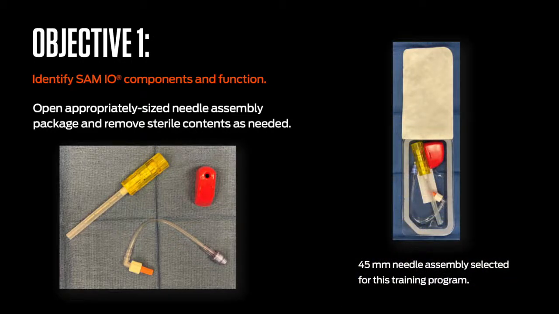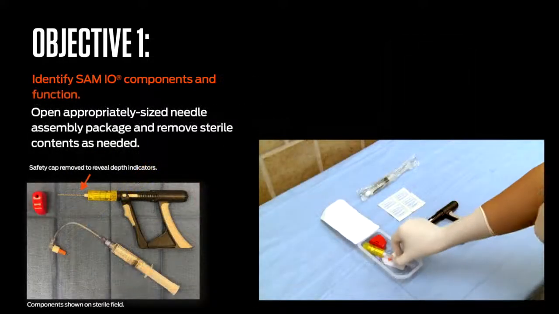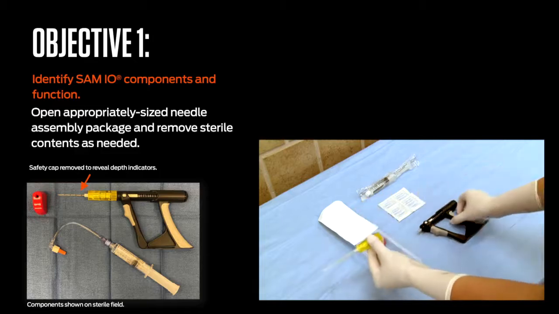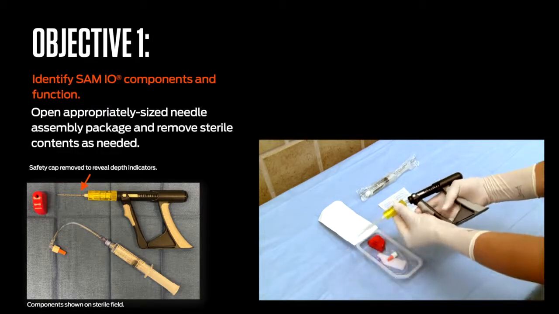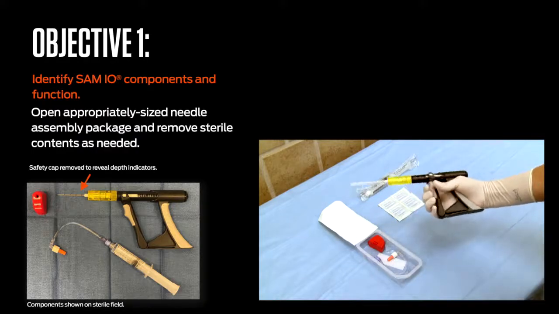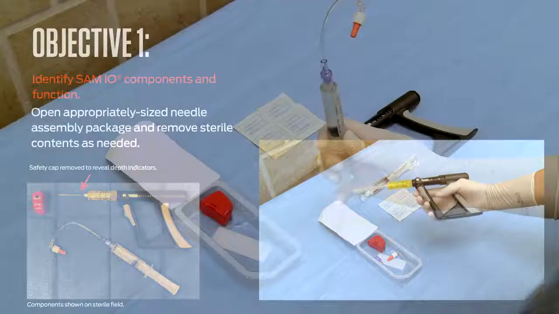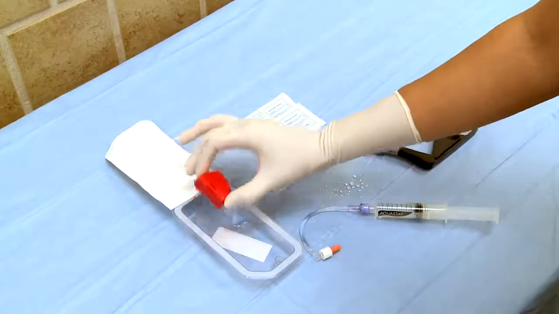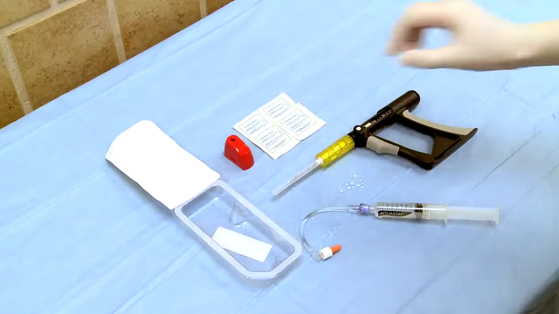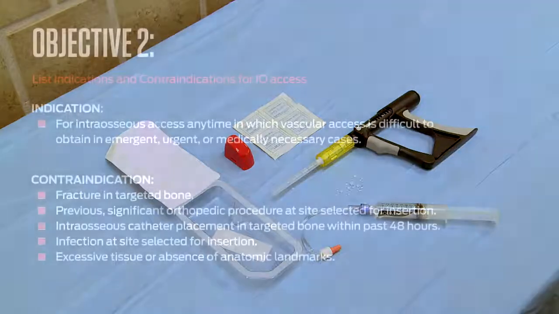Contents of the SAM-IO package include 1 needle assembly, 1 extension set, and 1 needle vise. With the image in the bottom right corner of the screen, note that the needle assembly has been attached to the driver and the safety cap has been removed to reveal the depth indicators. Note that the extension set has been primed with saline and that the needle vise has been removed from the packaging and positioned for stylet retrieval.